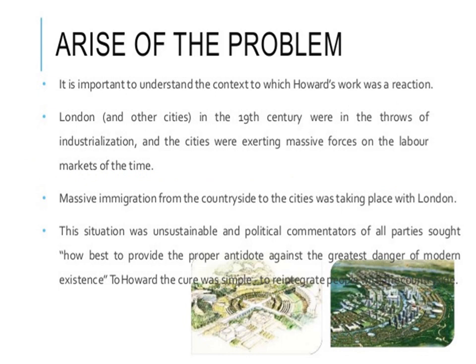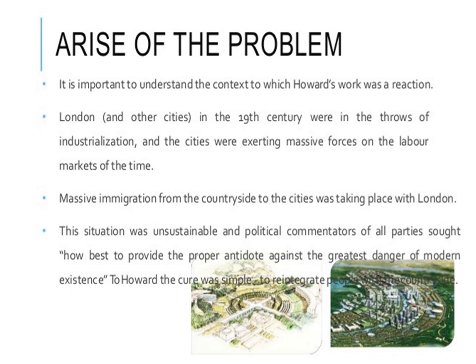While working as a town planner, Howard came across the problems of cities such as London and other cities in the 19th century, where industrialization had started. The cities were facing the problems of increased industrialization, where massive immigration from the countryside to the cities was taking place in London, and this situation was unsustainable. The political people and the parties wanted a solution to solve the problem.